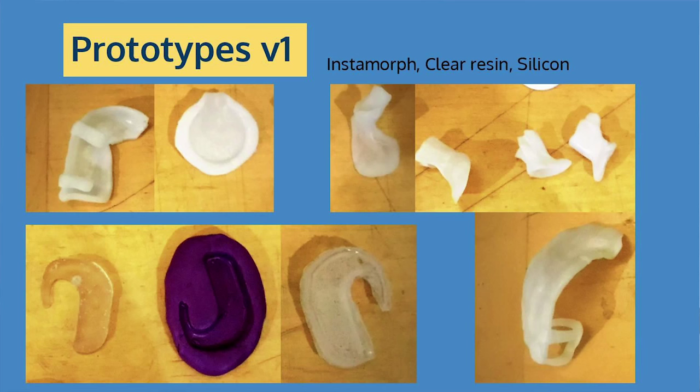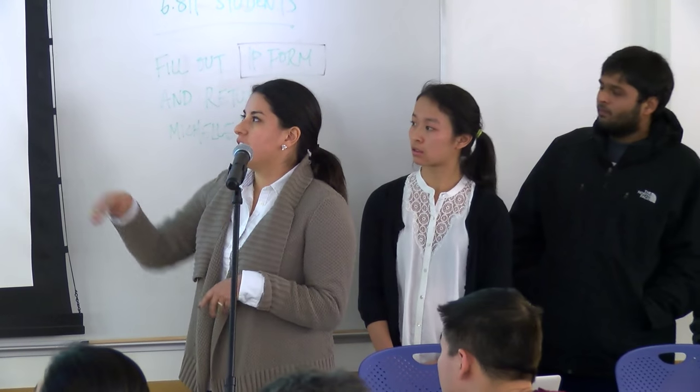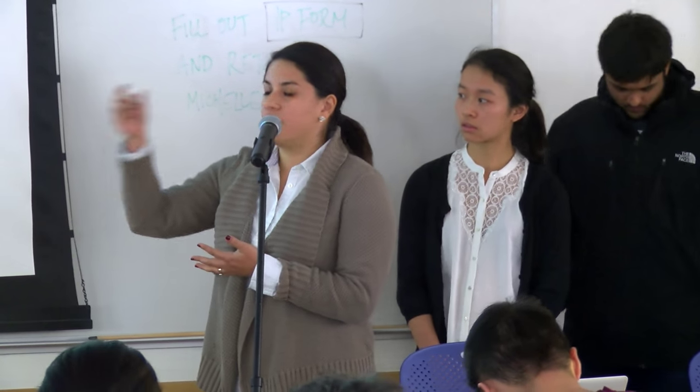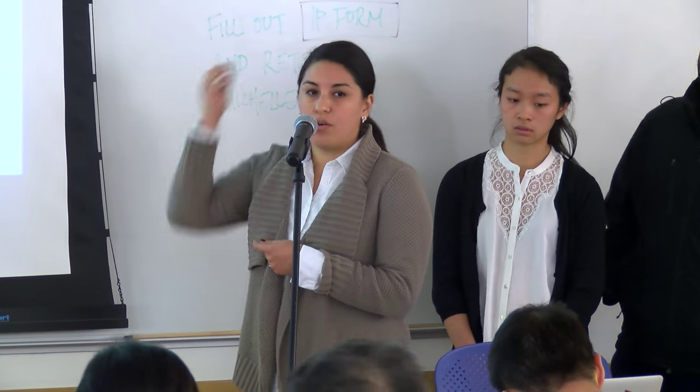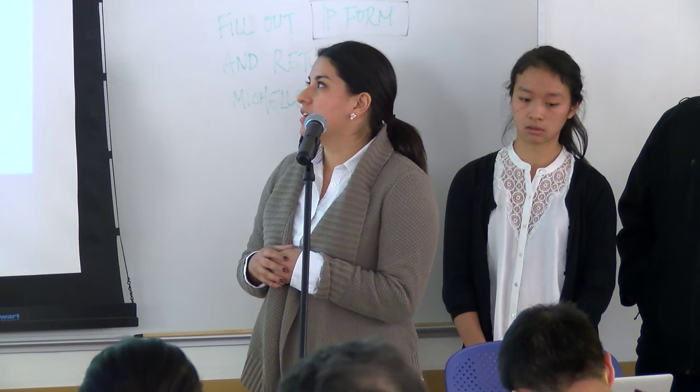Okay, so I'm going to talk now about the process of creating our prototype. So here you see our version one of our prototypes. What we used originally was just plain Instamorph, which is plastic pellets that you can melt down and form into a solid plastic. So if you see in the top left here, those were our original ideas for the rain cover. So something to cover the ear piece of the cochlear implant, and then something to cover the coil piece, which is the flat disc-like piece.